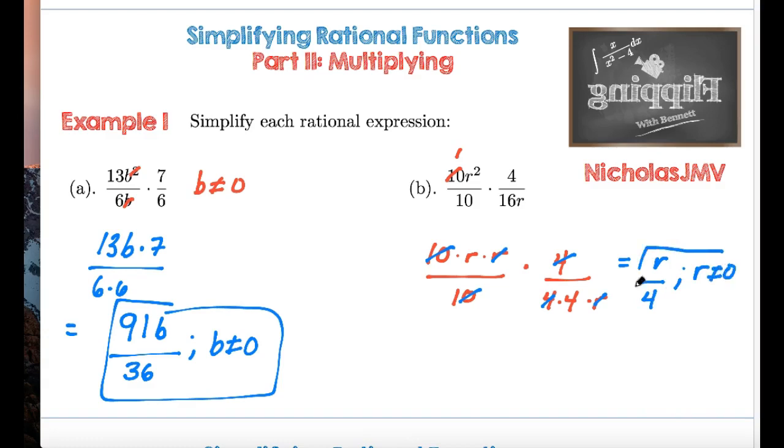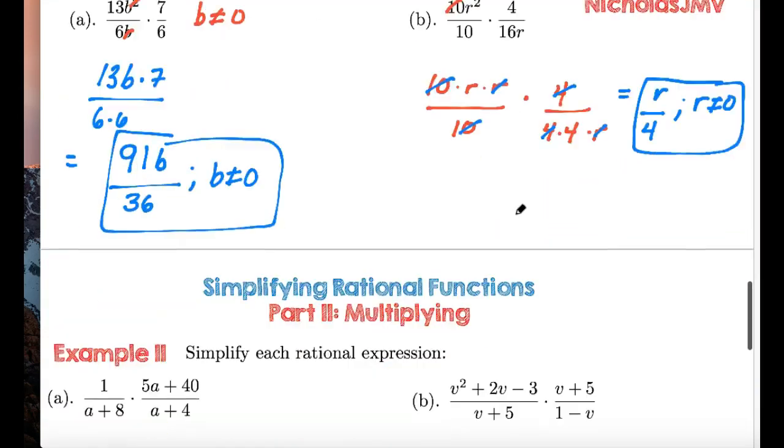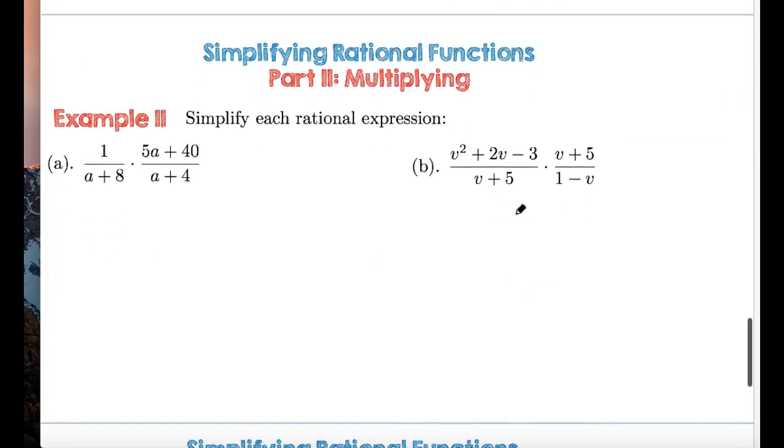Again, same thing as above over here. Can't use 0 there, makes that whole thing undefined. So let's look at example number 2. Part A, let's simplify 1 over a plus 8 times the 5a plus 40 over a plus 4.